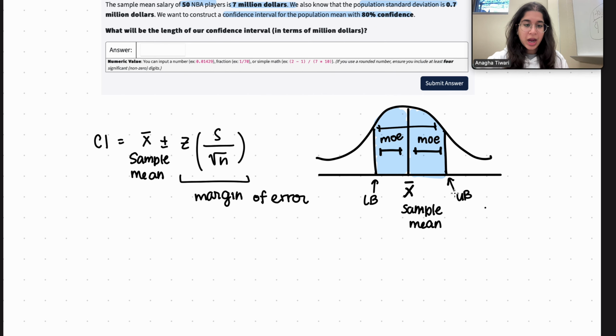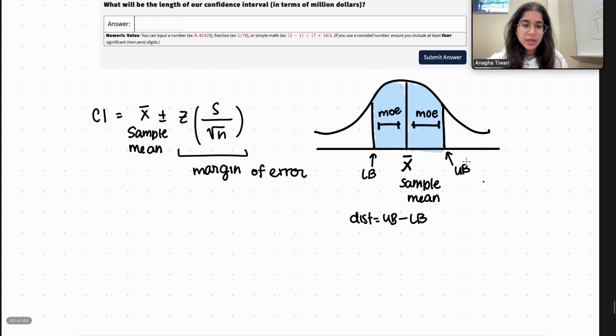the distance of our entire confidence interval from the upper to the lower bound. So it's just going to be our upper bound minus our lower bound. Or if you look at the diagram here, it's actually just 2 times the margin of error, which equals 2 times the MOE, because that's this entire distance right here.